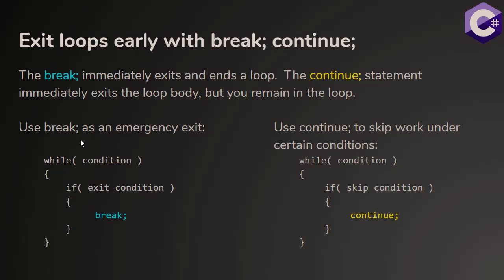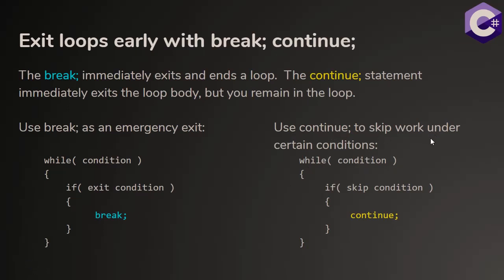We can use the break statement as an emergency exit from the loop. So for example, here I have a while loop that's running while this condition is true. I could put an extra little condition inside my loop that says, if some exit condition becomes true, I hit the keyword break. The break keyword immediately exits from the loop code block. So we would break out of this while loop and we are done. We go on with our code.